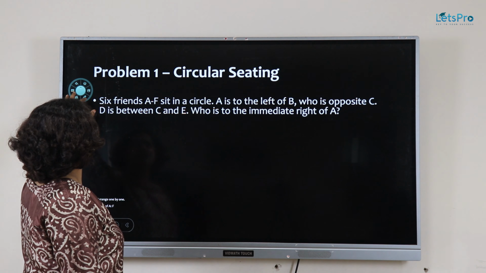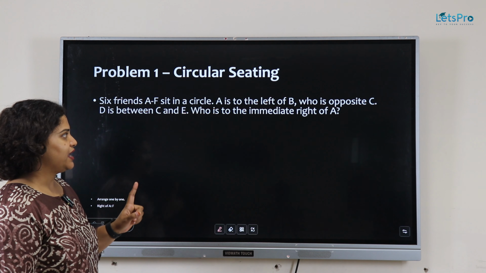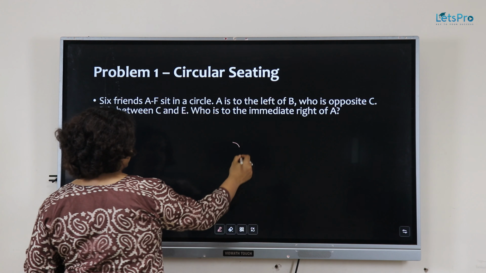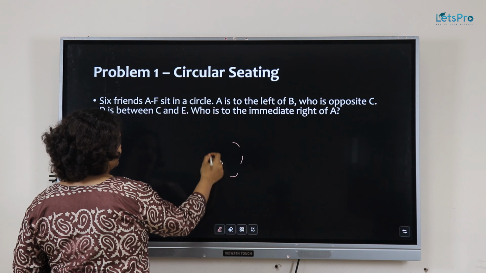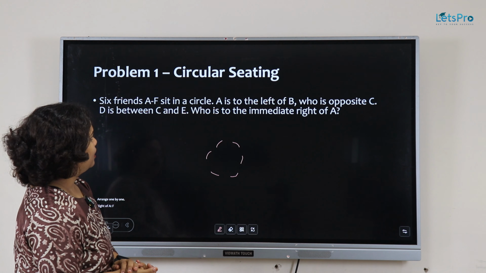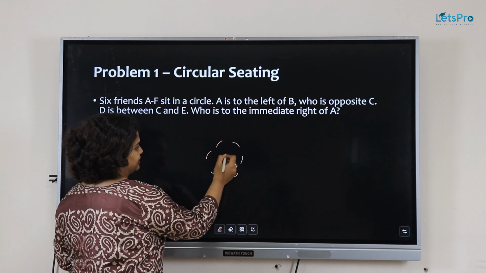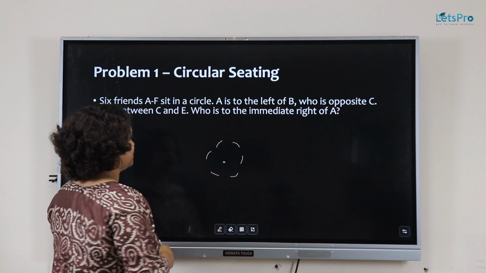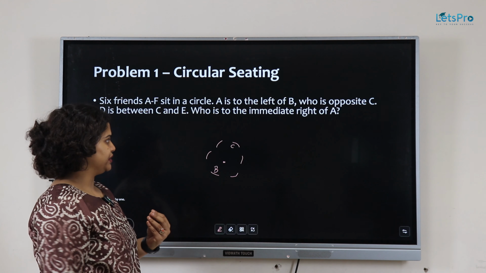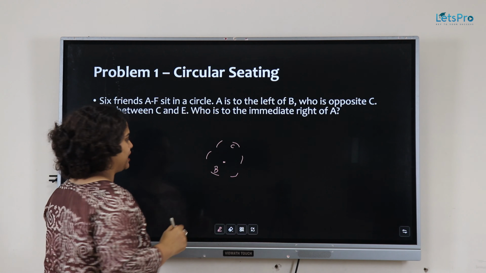Now we have 6 friends, A to F, sitting in a circle, right? A is to the left of B. Now let's assume that they are sitting clockwise, 1, 2, 3, 4, 5 and 6. Correct? So I hope you can see the circle here. Now A is to the left of B, correct? Let's say they are all facing this particular center. Who is opposite to C? Now let's say this is B, now this is C, because only then can they be opposite to each other, right? So A is to the left, meaning if they're sitting like this, clockwise is my A.